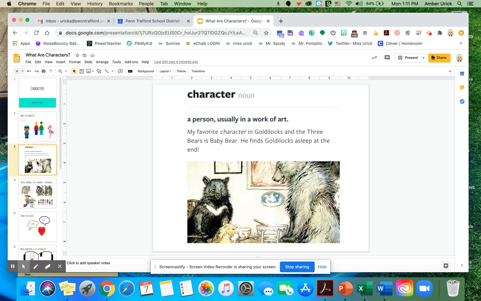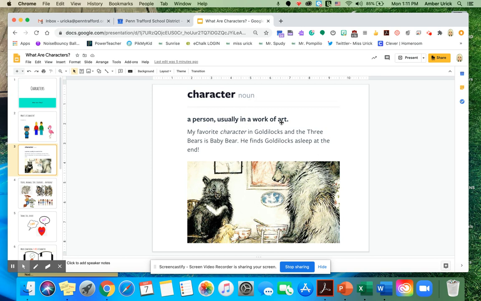And here is the definition right out of the dictionary for a character, right up here at the top. Character is a noun. And if you can remind yourself of what a noun is or remind your teacher, I'll give you a little hint. It's a person, a place, or a thing. And the character actually happens to take on the person part of that. And right here it says, usually in a work of art.